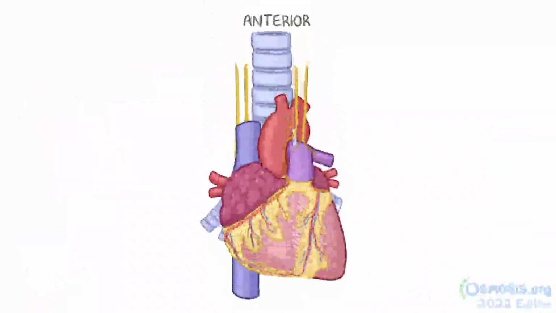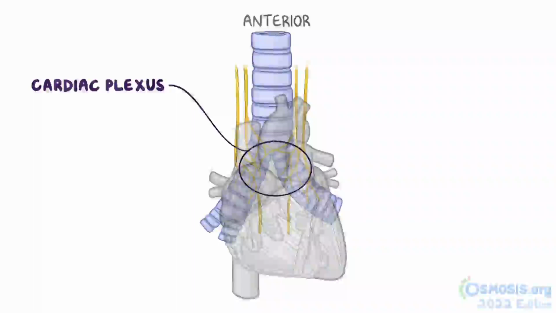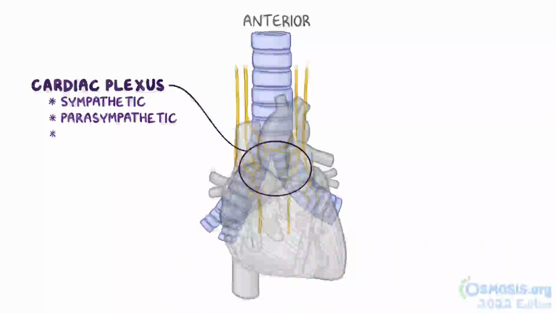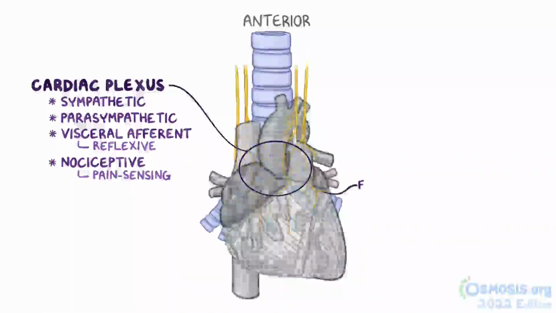In addition, the conducting system of the heart is supplied by the cardiac plexus, which is most commonly found on the anterior surface of the bifurcation of the trachea, posterior to the ascending aorta, and the bifurcation of the pulmonary trunk. The cardiac plexus has both sympathetic and parasympathetic fibers, as well as visceral afferent fibers for the reflexive and nociceptive or pain-sensing fibers of the heart. The fibers of the cardiac plexus run along the coronary vessels and conducting system.